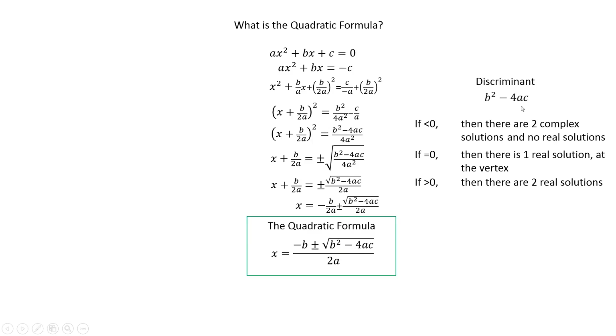If this number b squared minus 4ac is a perfect square, say it's 16, the square root's 4, hey, we could have done that by factoring. If it's not a perfect square, like 1, 4, 9, 16, 25, 36, let's say it's 10, then we're going to have square root of 10. That's an irrational number, and we wouldn't have been able to find it by factoring anyway.